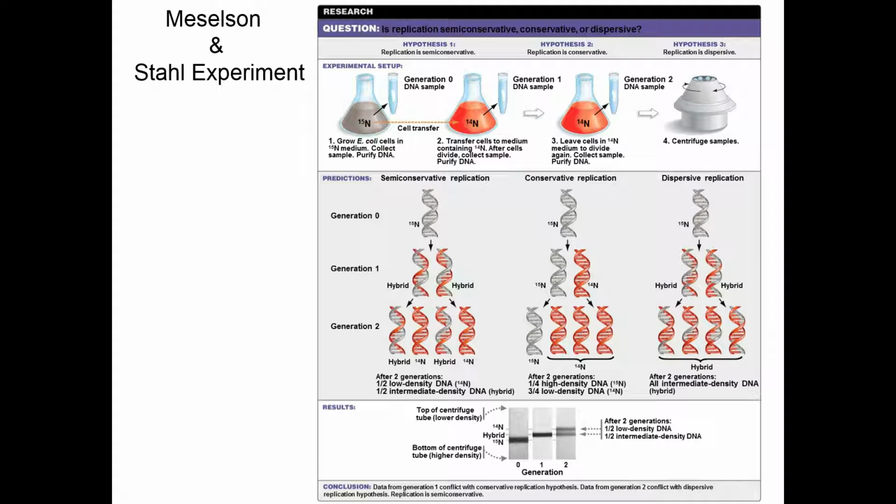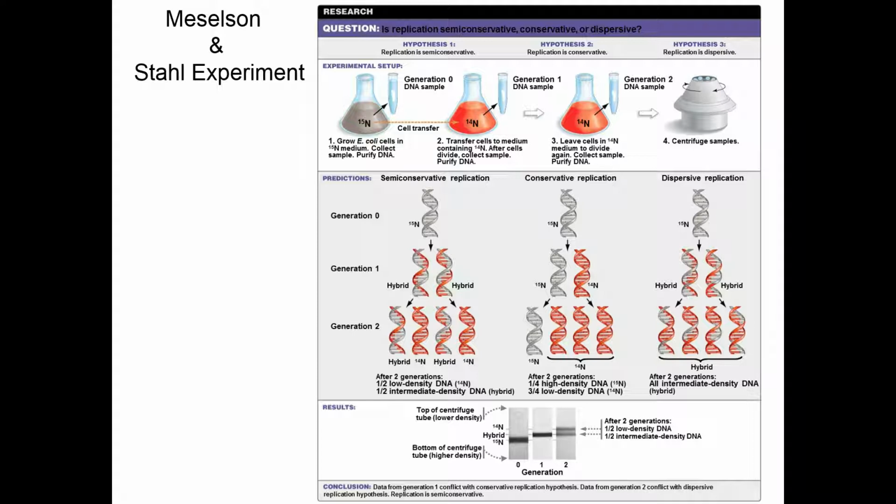Now they took one of these bacterial cells from the original culture and placed it in new media. After the cells divided, they took another sample of DNA. And they took one of these progeny and allowed the bacteria to replicate again, and took another sample. Now these cells were cultured in media with nitrogen-14, a lighter isotope of nitrogen. And so the DNA would be labeled with the nitrogen, whether it be radioactive or the normal occurring isotope.